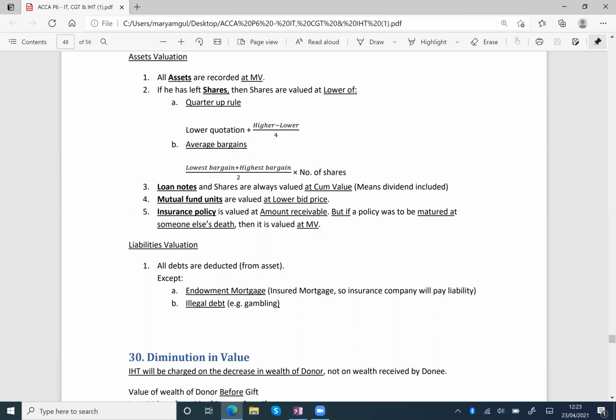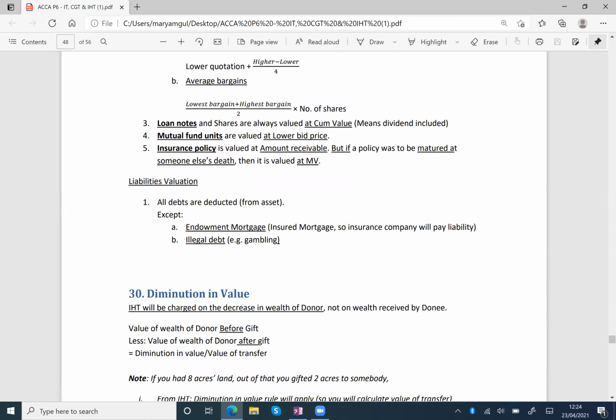Fifth, insurance policy. If a person has a life insurance policy, then it is valued at the amount receivable. So when he dies, whatever amount the insurance company will give, you just put in the death estate proforma. But if a policy was to mature at someone else's death, then it is valued at market value. For example, if the person makes a life insurance policy on his wife's life, but now he died, then the market value you will put in the proforma.